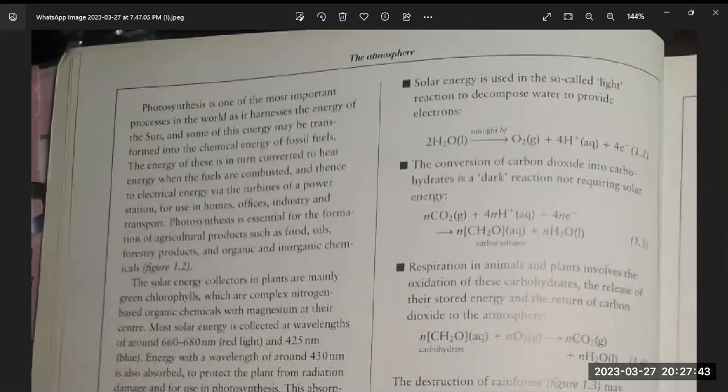All right, so it says solar energy is used in the so-called light reaction to decompose water to produce electrons. The conversion of carbon dioxide into carbohydrates is a dark reaction not requiring solar energy. And this one says respiration in animals and plants involves the oxidation of these carbohydrates, the release of their stored energy, and the return of carbon dioxide to the atmosphere.